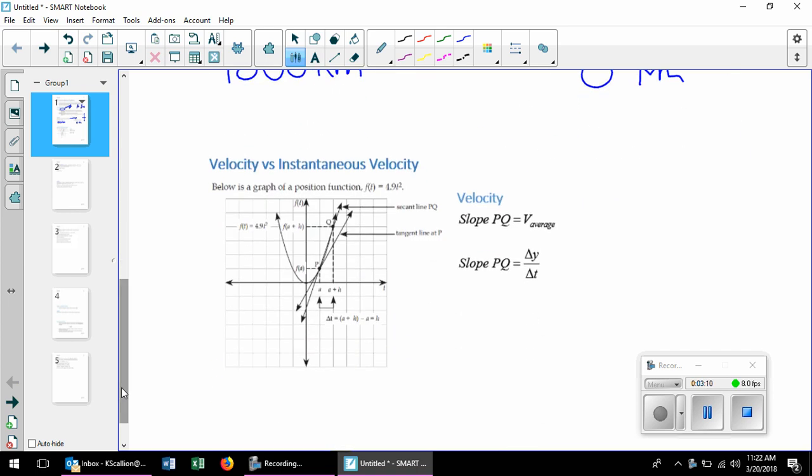So now we're going to talk about average velocity versus instantaneous velocity. The reason why we're going over all of this is so when we're asked in a question, you guys can actually do it.